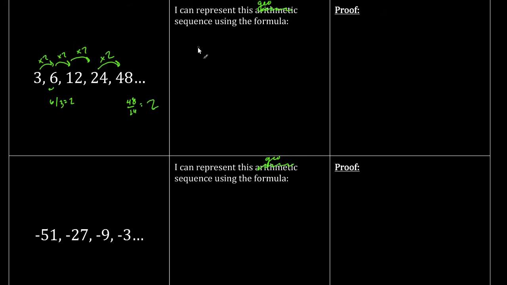Let's write our formula. Remember, our general formula is a sub n is the first term times the common ratio to the n minus 1 power. So a sub n stays the same. Our first term was 3. And we multiplied by 2, or I like to put it in parentheses, n minus 1 power. If you don't like that, you can also write it as that. And then you know how to prove it.